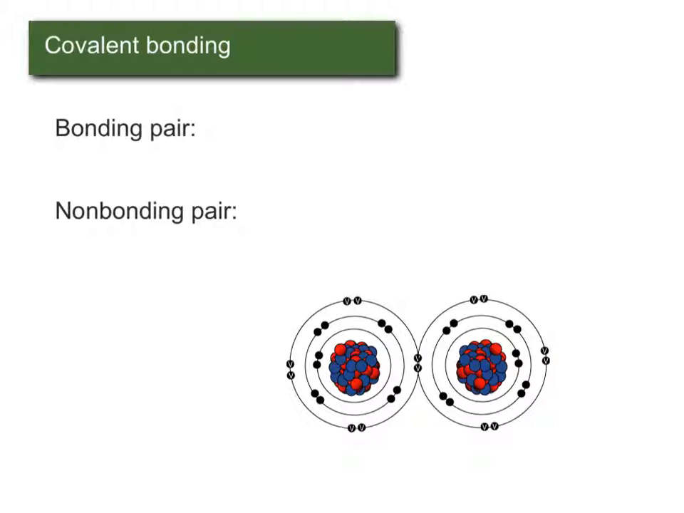All right, and so in this case, we have chlorine here, and each chlorine molecule has 7 valence electrons, and so they each bring forward 1 valence electron that they can share, and then that gives them each 8. All right, that pair of electrons is what we call the bonding pair.